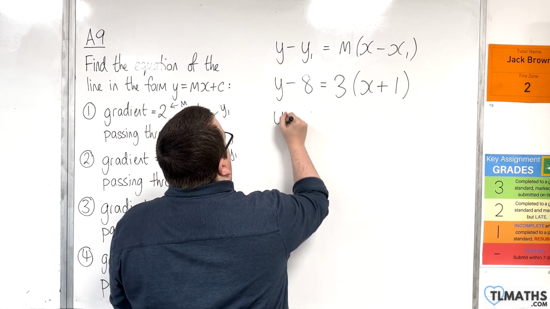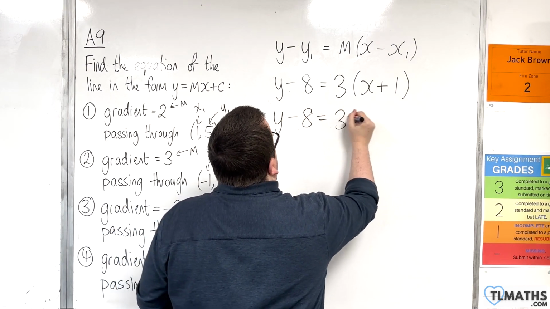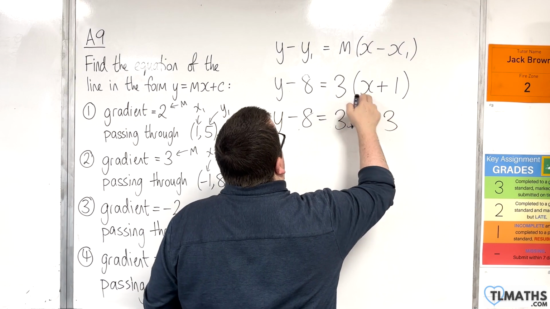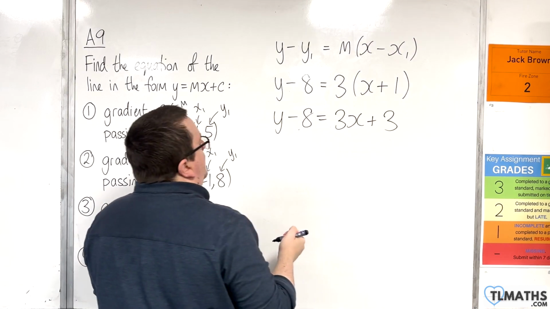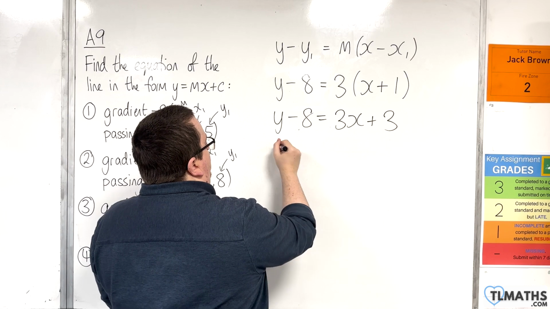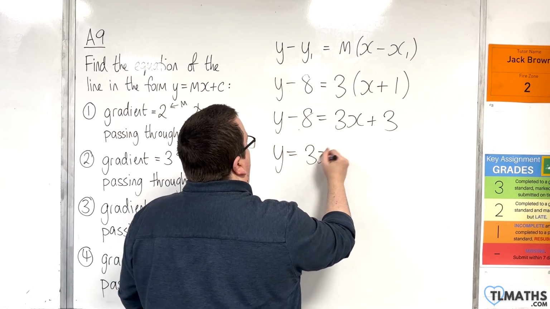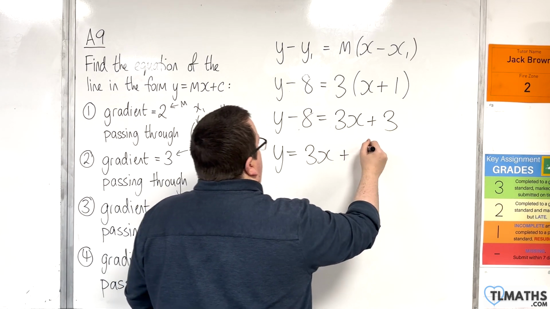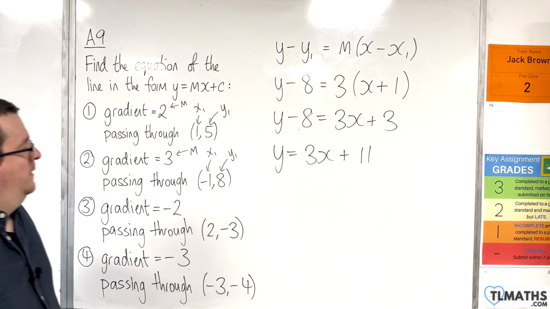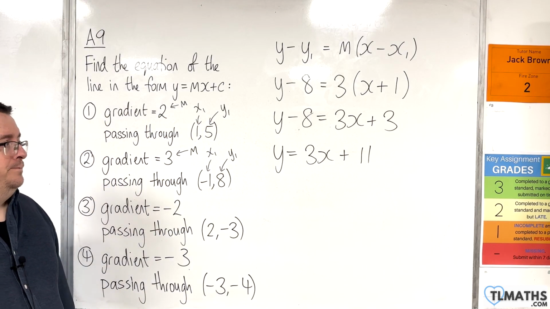Multiply out the bracket. So 3 lots of x, 3 lots of 1. And then we can add the 8 to both sides. So y equals 3x, and then 3 plus 8 is 11. So that's number 2.